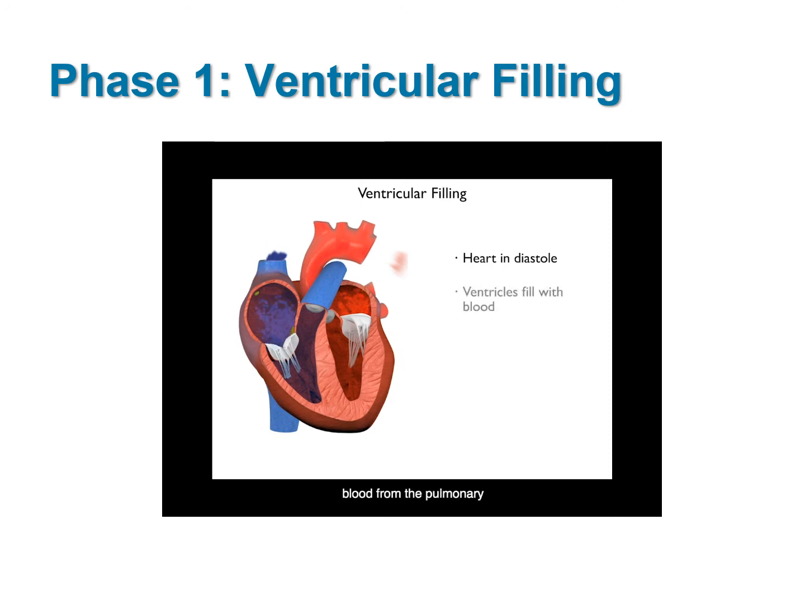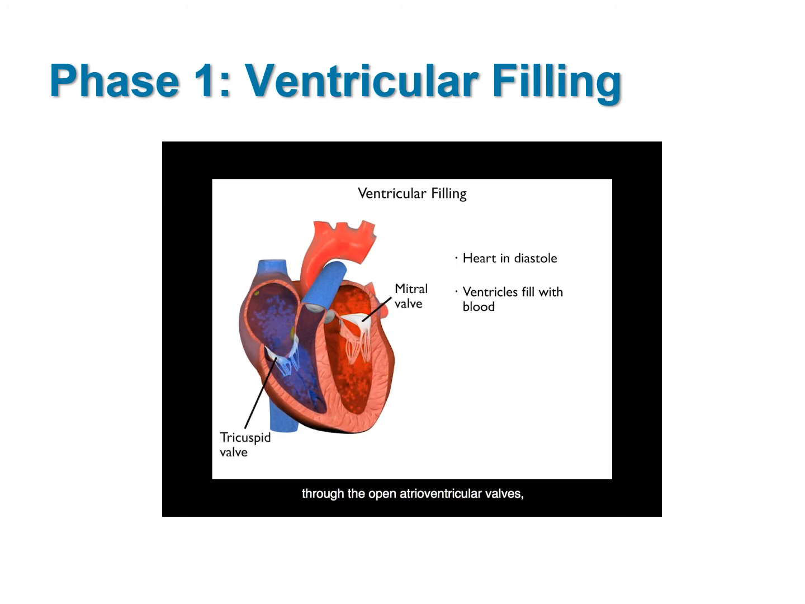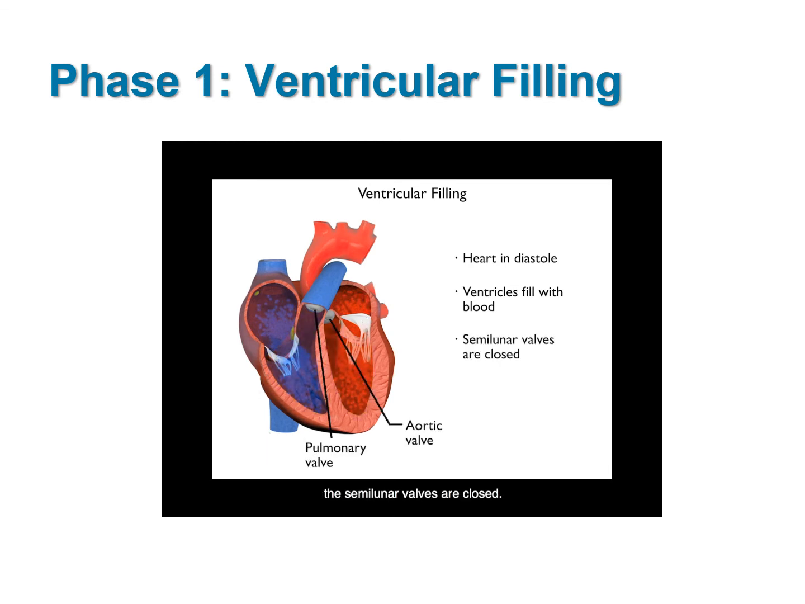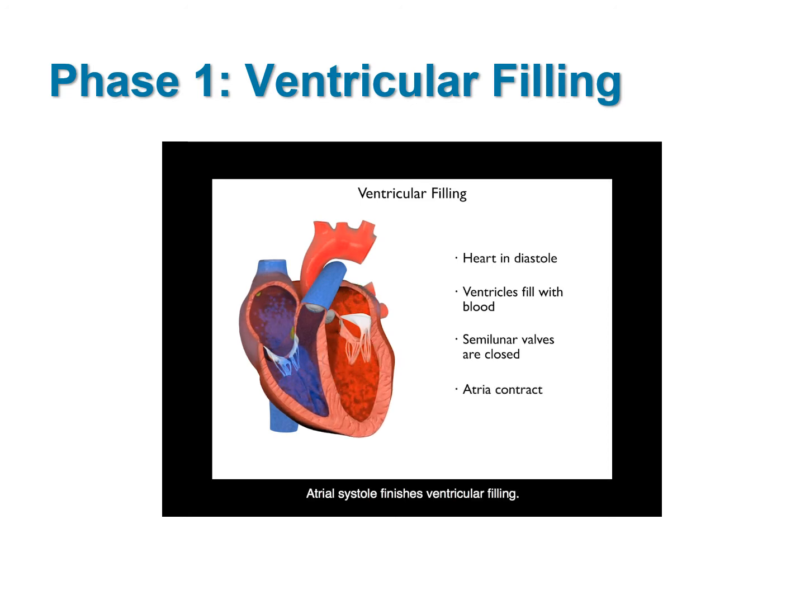During this phase, blood from the pulmonary and systemic circuits flows passively into each atrium through the open atrioventricular valves and then into the corresponding ventricles. During this process, the semilunar valves are closed. Atrial systole finishes ventricular filling.